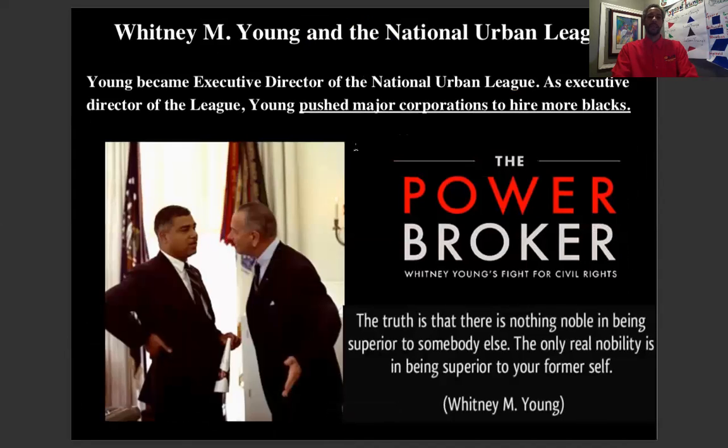Whitney M. Young became executive director of the National Urban League. His main charge was to make sure major corporations were hiring Blacks. Through his charge, he was able to get many more hires through the big three car companies, as well as other corporations in America, and began seeing more significant promotions to managerial positions for African Americans.